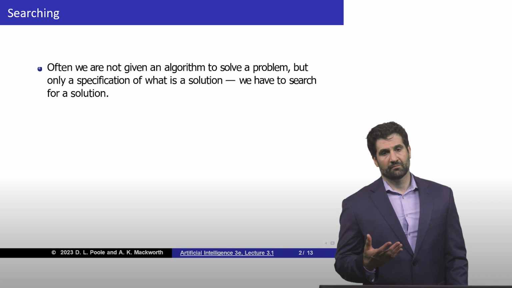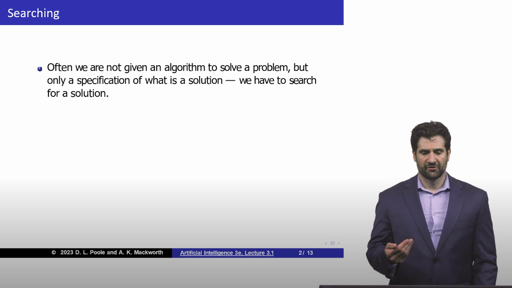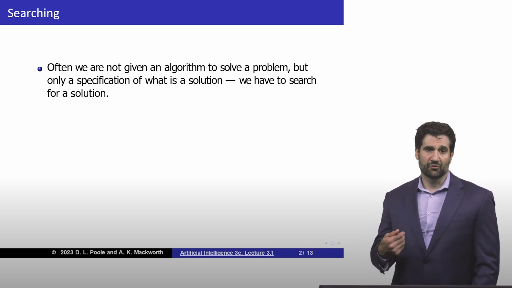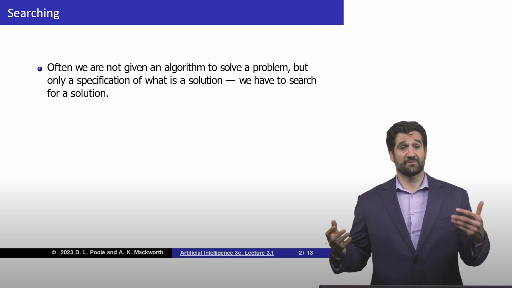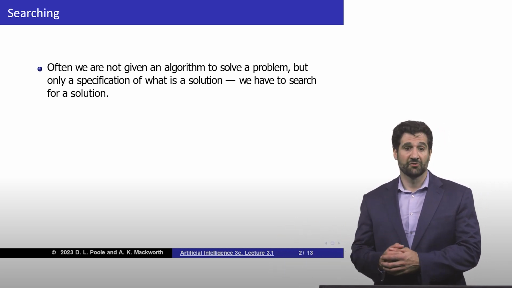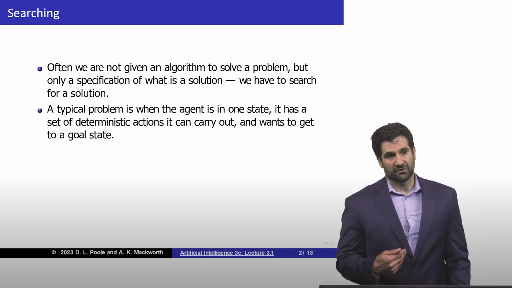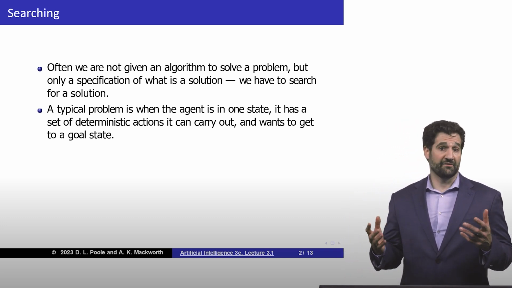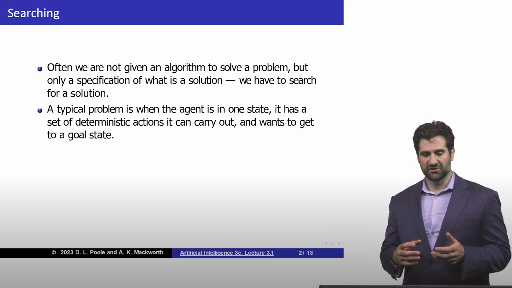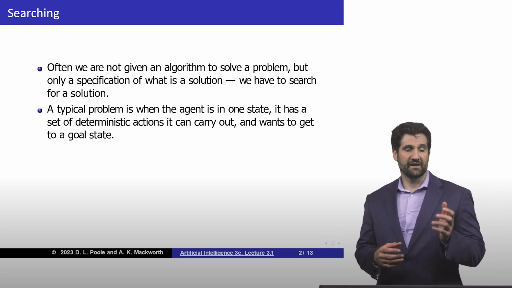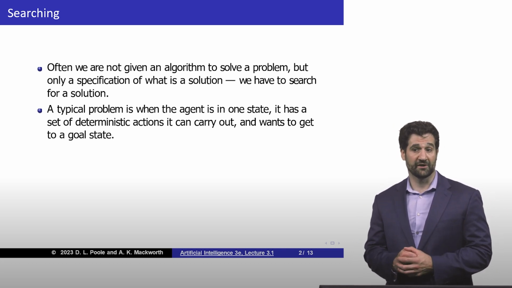All right, so to talk about some of the basics with search, sometimes we're not given an algorithm to actually solve the problem, but rather we get a specification and we need to search for a solution. Typically you could think of this as having what is often referred to in AI as an agent, and that agent is in a current state and it has to carry out a series of actions to get to some goal state, some desired end thing.